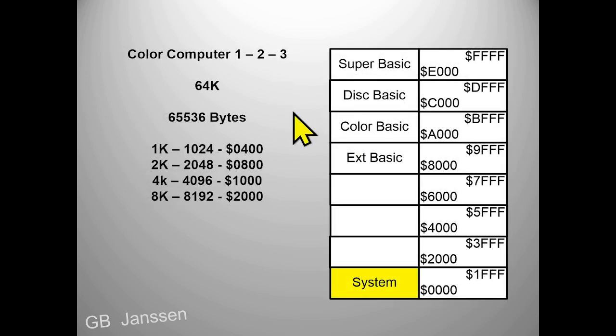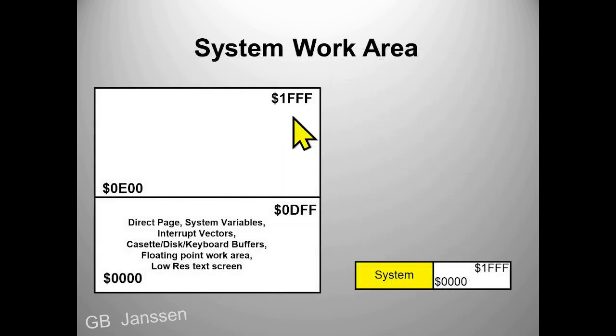So let's look at some of these individual blocks. First one is a system block. Right? There's a system work area, I'm calling it. It's down around address 0. And from 000 up to hex DFF, all kinds of stuff.